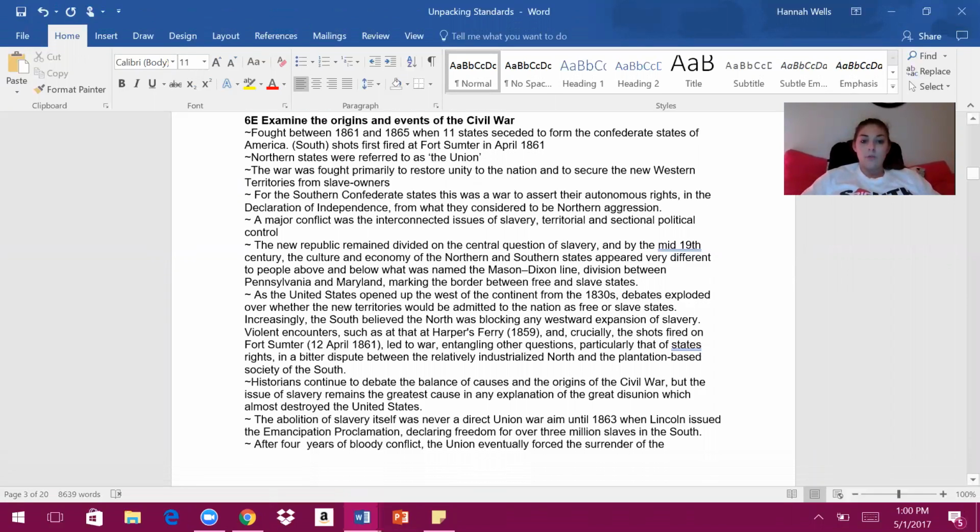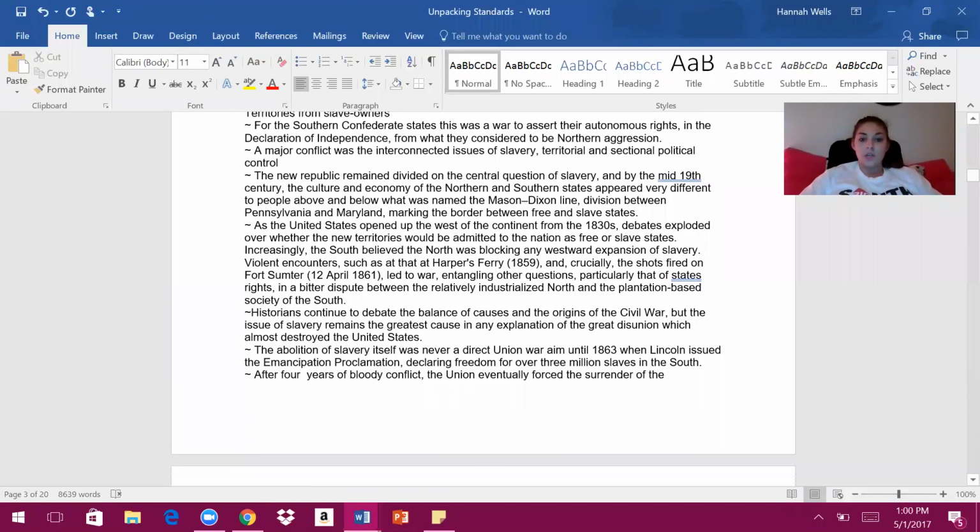The new republic remained divided on the central question of slavery, and by the mid-19th century, the culture and economy of the northern and southern states appeared very different to people above and below what was named the Mason-Dixon line, the division between Pennsylvania and Maryland, marking the border between free and slave states.